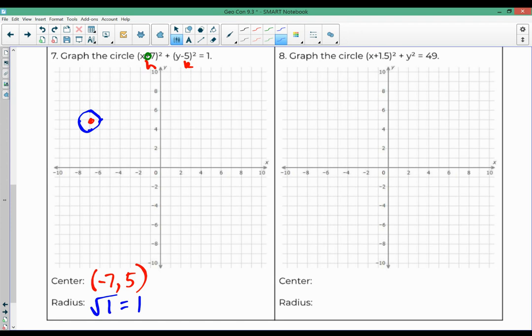And then the last one has a decimal. It's totally fine, it's still the same idea. We see that positive, so we change that sign to a negative. So it's negative 1.5, comma, k is 0. Our radius is the square root of 49, which is 7.